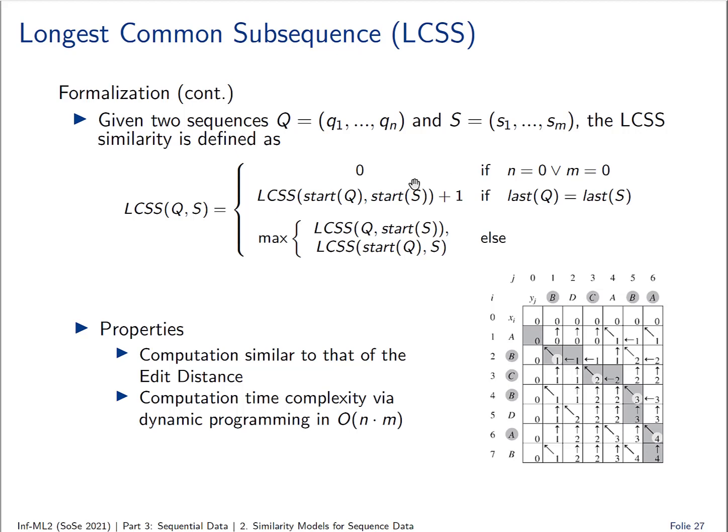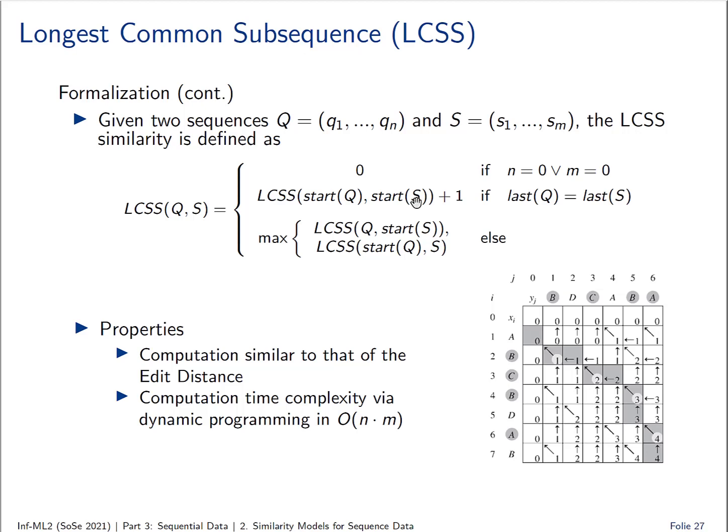If not, then we are in the recursive cases. Then again, we look at the last element, like in the edit distance, and say, if the last element is the same, then we have found at least one element for the longest common subsequence. So we add 1 and compute the longest common subsequence for the prefix of Q and the prefix of S, obviously.